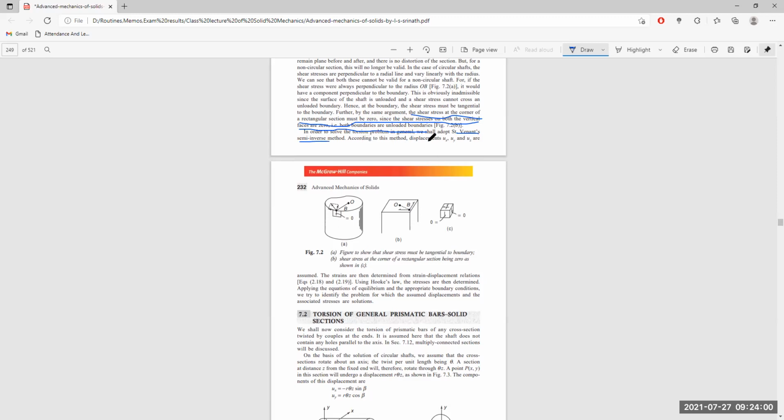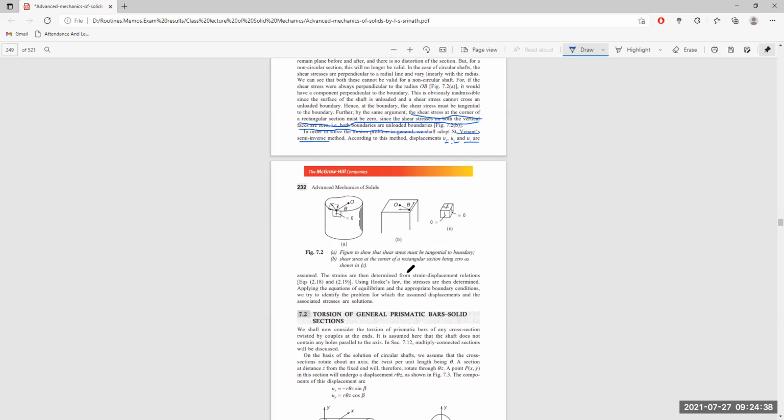Now, according to this semi-inverse method, the displacements Ux, Uy, and Uz are assumed. The strains are then determined from the strain-displacement relation, and using Hooke's law, the stresses are determined. Applying the equations of equilibrium and the appropriate boundary conditions, we try to identify whether the assumed displacements and assumed stresses are solutions.